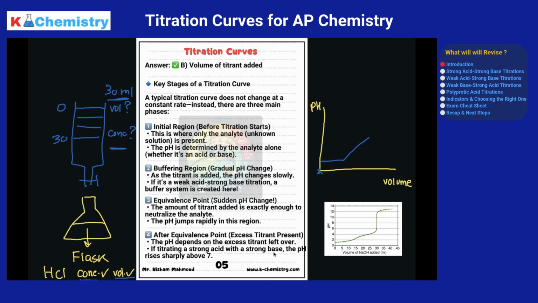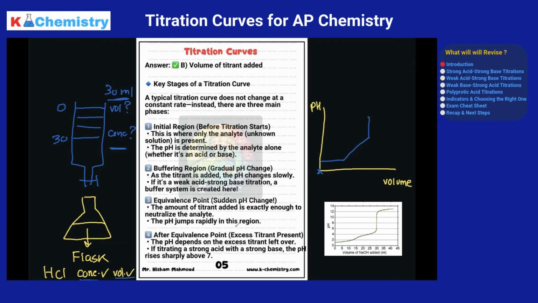Then there is the equivalence point. There is a sudden pH change. It's a very steep curve, a straight line parallel to the y-axis. Why is there a sudden increase in the pH? Because the amount of titrant added is exactly enough for the analyte. So here is the analyte and here is the titrant. The number of moles of them will be equivalent. Don't worry if you don't understand. I'm just trying to tell you the three parts of the curve. The amount of the titrant added is exactly equal to the analyte. The pH jumps rapidly in this region.